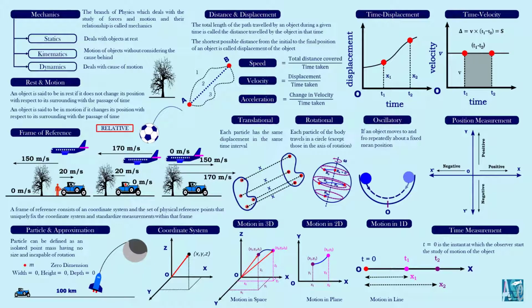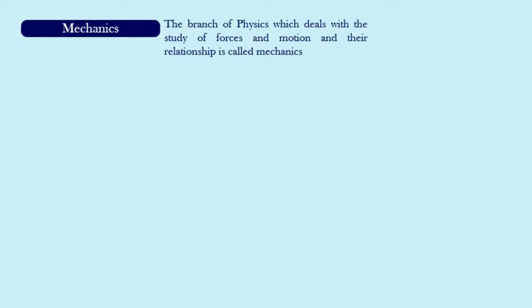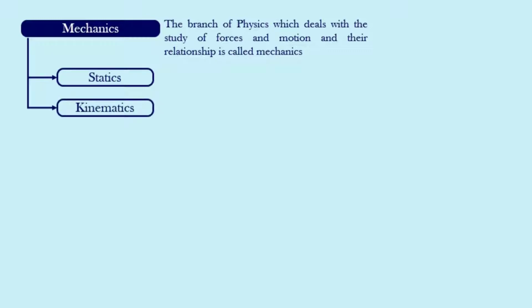Hello viewers. In this chapter we shall discuss the fundamental concepts and the physical quantities associated with rest and motion. The branch of physics which deals with the study of forces and motion and their relationship is called mechanics. The study of mechanics is divided into three parts: statics, kinematics, and dynamics.